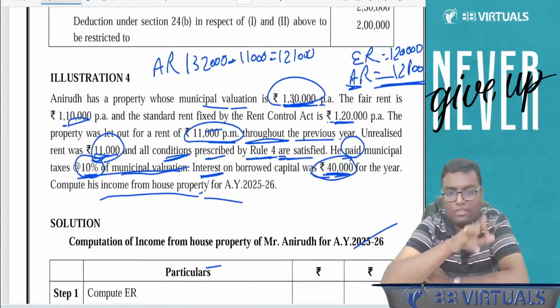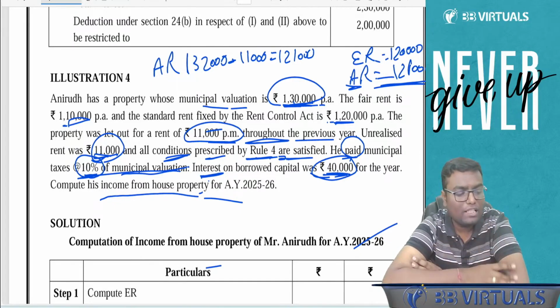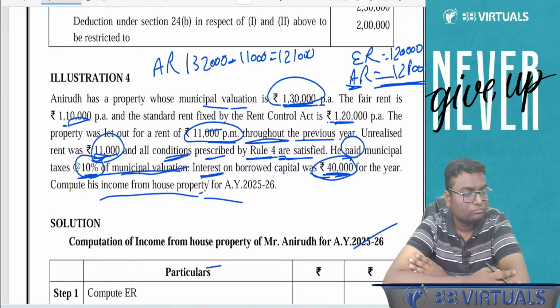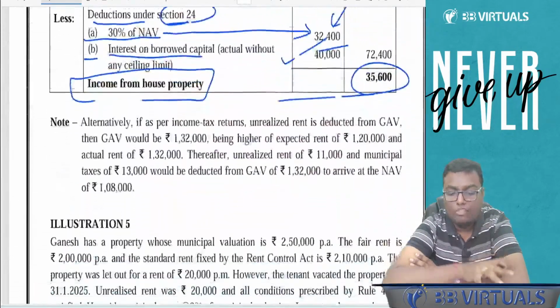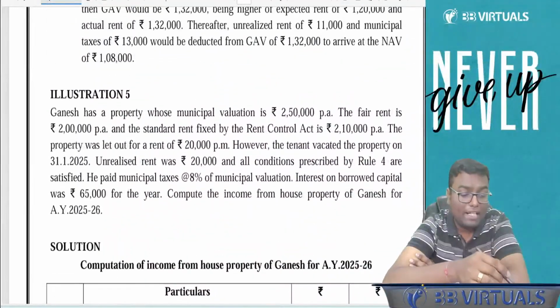Okay, just solve it once again on your own and just determine final income from house property. Just do it quickly and tell me whether you are getting the answer or not. Done. Okay. Now moving toward the very next illustration, but a better one.